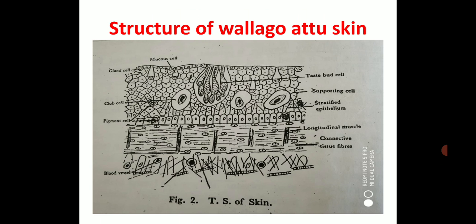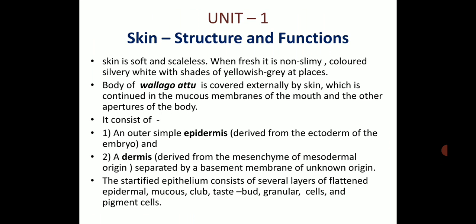Next, on the left side, there are the supporting cells, stratified epithelial cells, as well as the longitudinal muscles, the connective tissues and the fibers. One by one we will see the points of the TS of skin. Skin is soft and scaleless. We see that the skin of Wallago attu is soft. There is an absence of scales on the body. When fresh, it is non-slimy, colored silvery white with shades of yellowish grey at places.